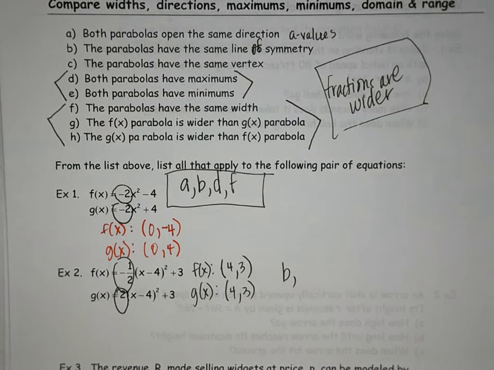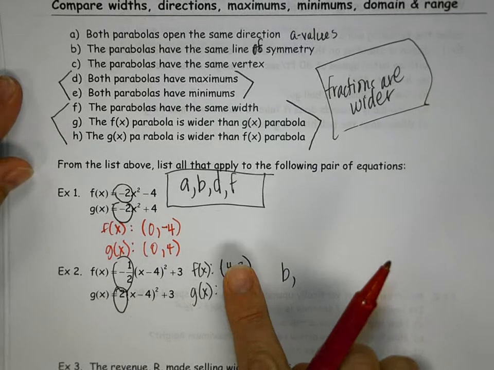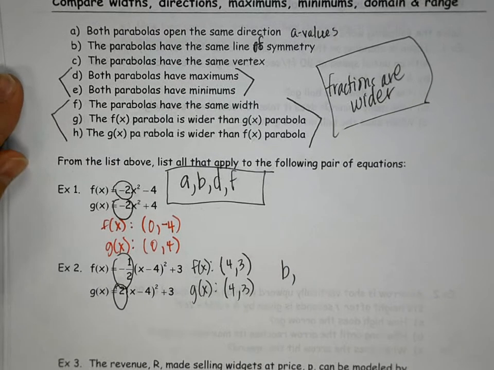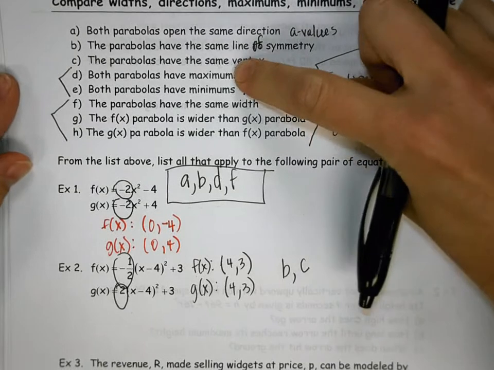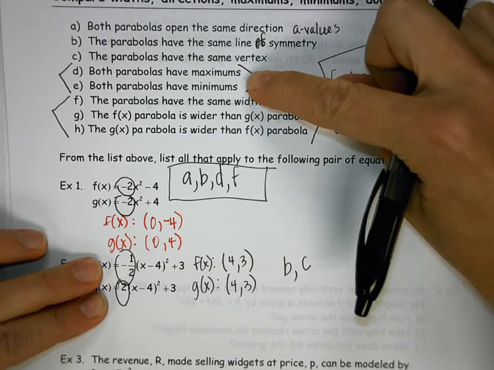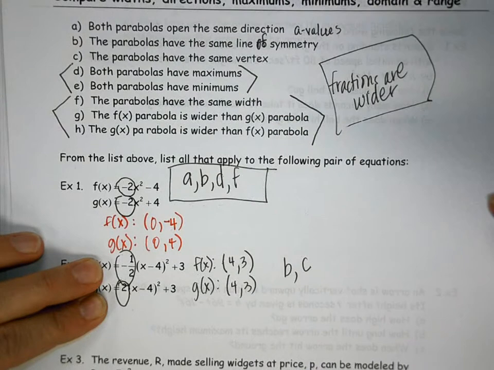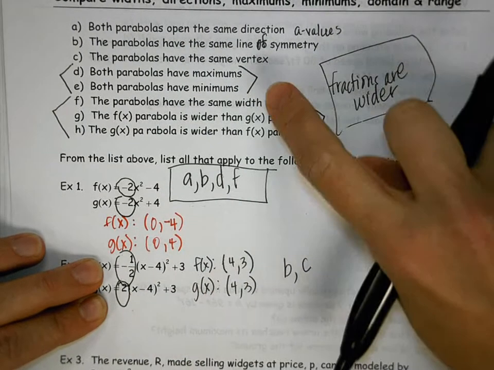Okay, so as we're going through this, we already did B. C, the parabolas have the same vertex. Do these have the exact same vertex? Yes, so that means that C is also part of the answer. It says both have maximums or both have minimums. These are going opposite directions, so it's not D or E. They have to both be going the same direction, and they're not.